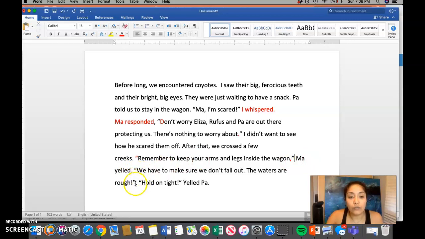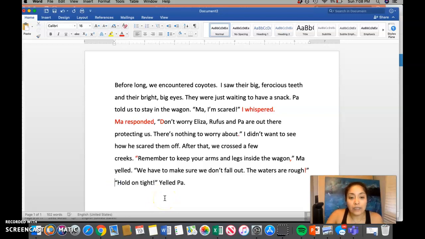"We have to make sure we don't fall out. The waters are rough. Hold tight," yelled Pa. Oh, so this is still Ma talking here. We have to make sure we don't fall out of the water. That's why she's saying keep your hands in. So again, this person noticed that they want to end with an exclamation mark, but they also want to put a period. Like, what do I do? An exclamation mark is the end of a sentence, so you don't need a period, right? You don't need a period because you already have one with the exclamation mark.